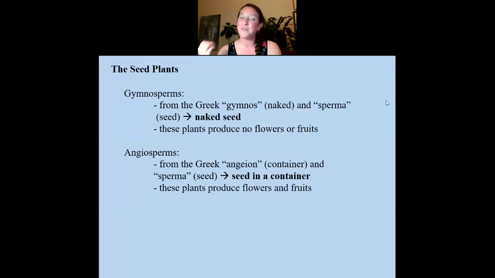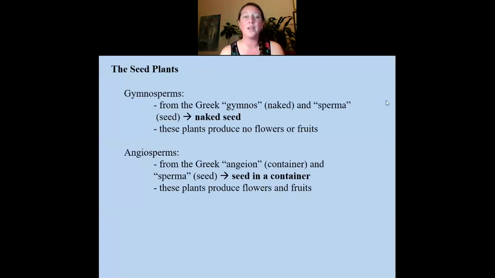So if you think of ancient Greeks exercising naked in the gym, maybe that helps you, maybe it doesn't, but that's where gymnos comes from, naked. And then sperma comes from seed. So the word gymnosperms means naked seed. As I mentioned, these are plants that don't produce flowers and they don't produce fruits. They have just naked seeds. We'll learn more about that when we cover gymnosperms later, but I'm just giving you that for now to get you started.